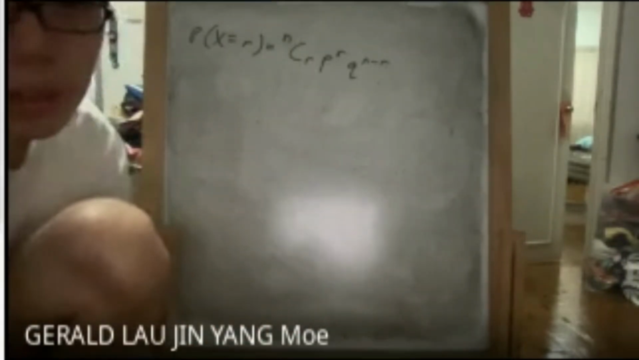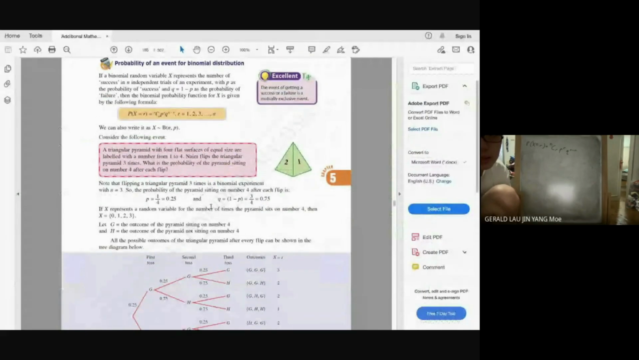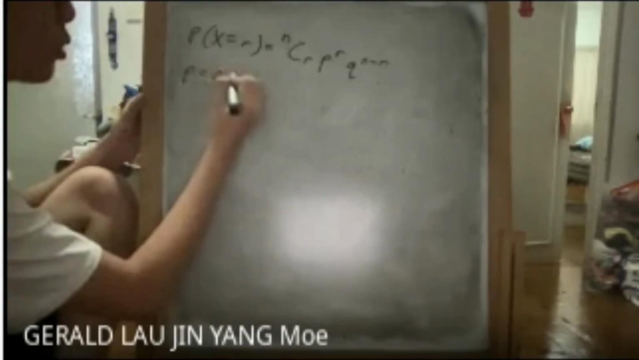Okay, a triangular pyramid with 4 flat surfaces of equal sizes is labeled with numbers from 1 to 4. Now, flip the triangular pyramid 3 times. You toss it 3 times. What is the probability of the pyramid sitting on number 4 after each flip? Your probability of success, your p, is 1/4, which is 0.25.